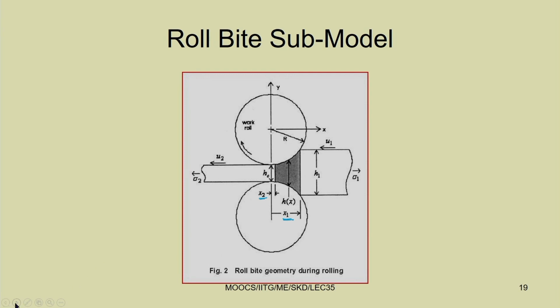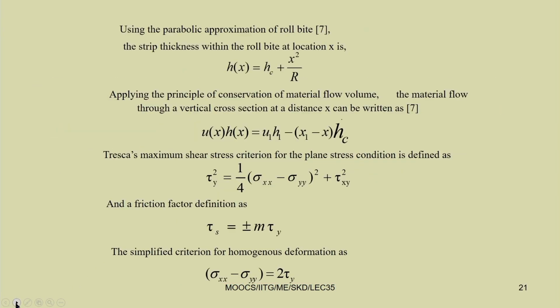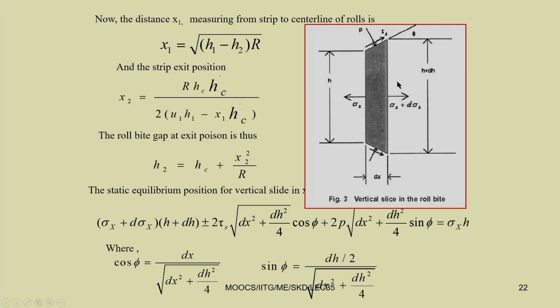Taking a small strip, we can write down: this side it is sigma x, this side it is sigma x plus d sigma x. This height is h plus dh, here the height is h, at a distance dx. So, after x we are taking a small strip of distance dx.